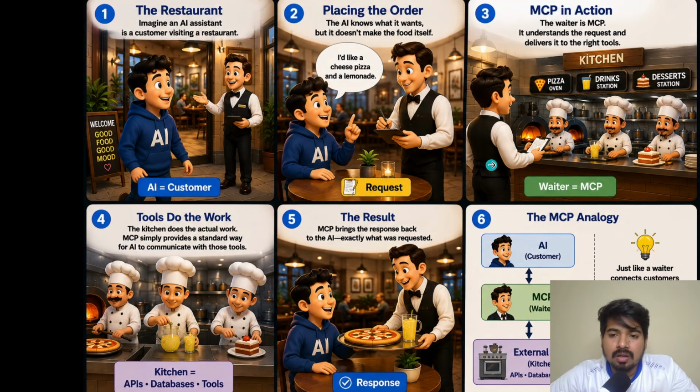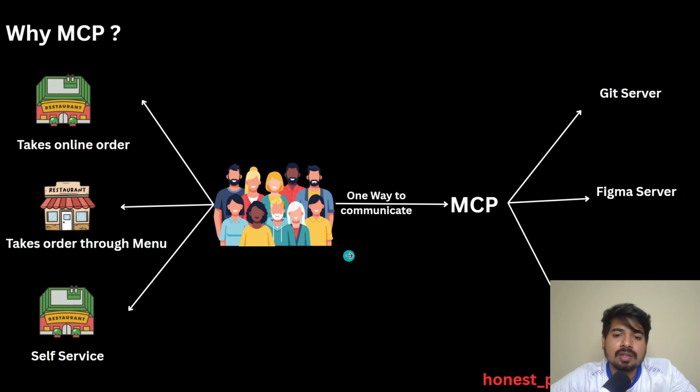Now the question is, why is there a need for an MCP? Suppose you went to a restaurant. The restaurant says you are supposed to scan a QR code and then place an order. It could also be possible that you are supposed to place an order using a hard-copy menu. It could also be possible that you are supposed to do self-service, in the sense of going directly to the chefs or the kitchen, placing your order and collecting it.